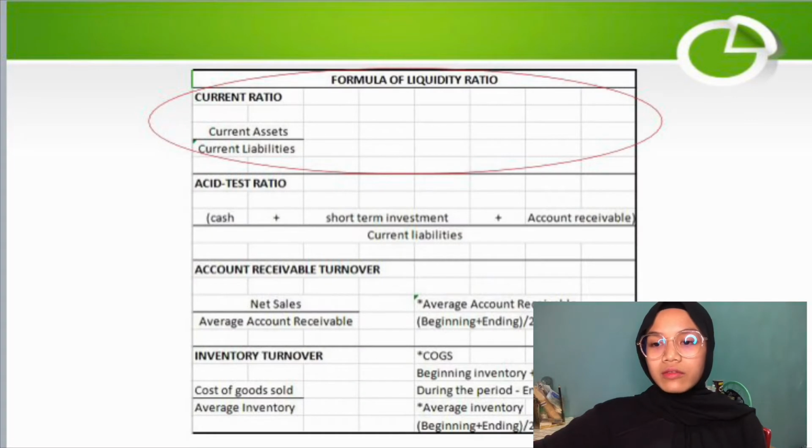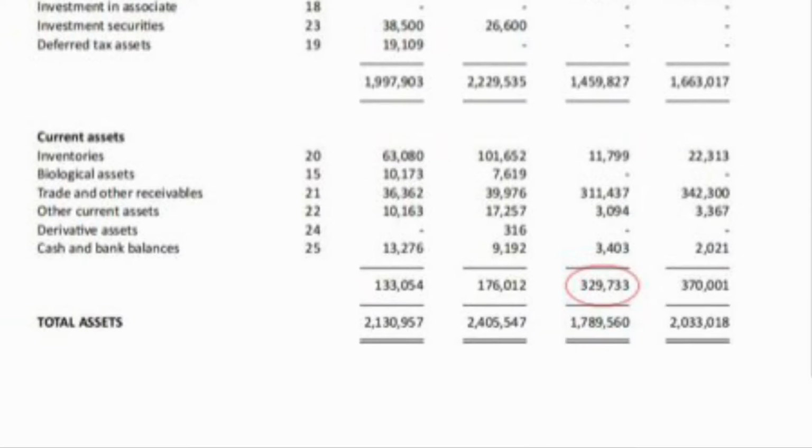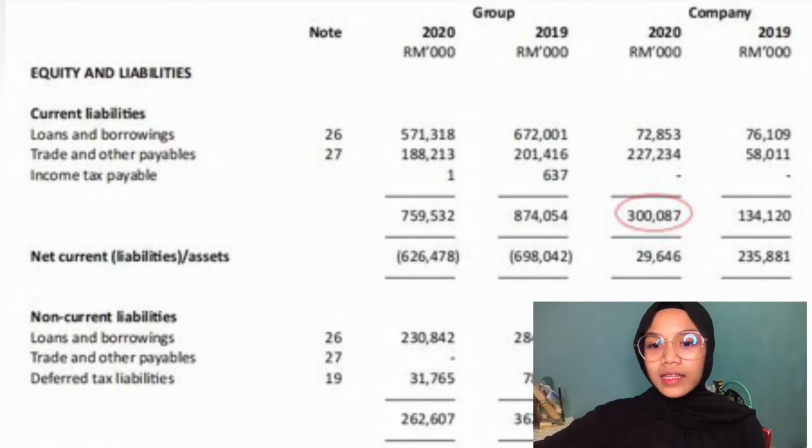Moving on to the ratio calculation. For this, I use liquidity ratios. These are the formulas I used to calculate every ratio. For the current ratio, I divided the company's current assets by its current liabilities. As you can see, Jaya Tiasa Holding Berhad has current assets of RM329,733,000 and current liabilities of RM300,087,000. With this amount, its current ratio is 1.10.